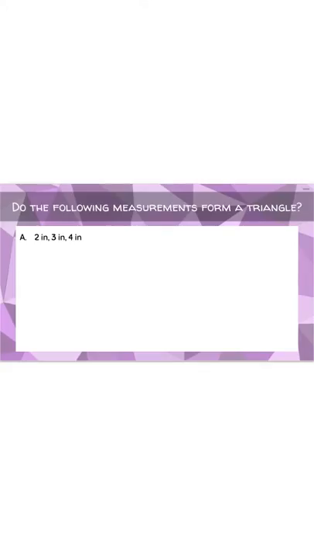Look and see if the following measurements form a triangle. If you have 2 inches, 3 inches, and 4 inches, all you need to do with the triangle inequality theorem is take the 2 smaller numbers and add them up. 2 plus 3 is 5, and you look and see, is 5 bigger than the last side, the 4 inches? It is, so yes, this does form a triangle.